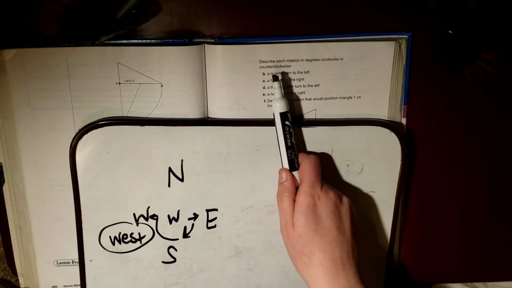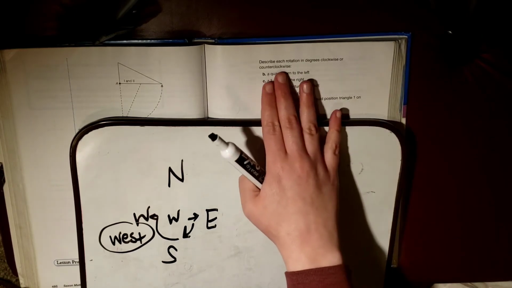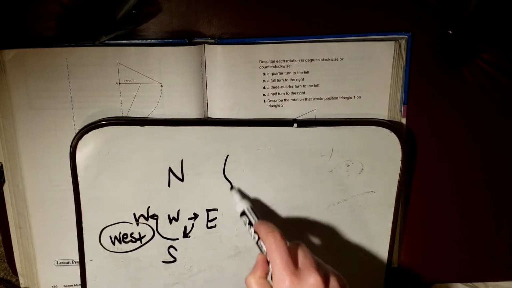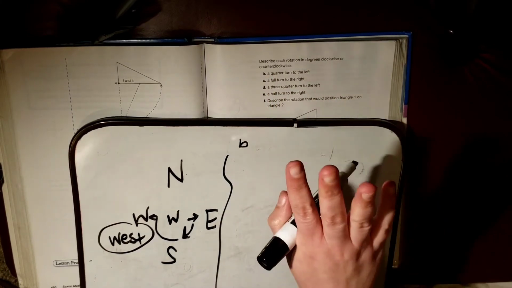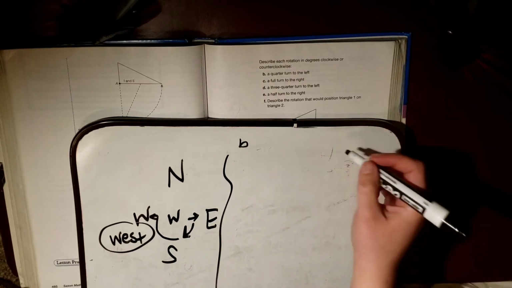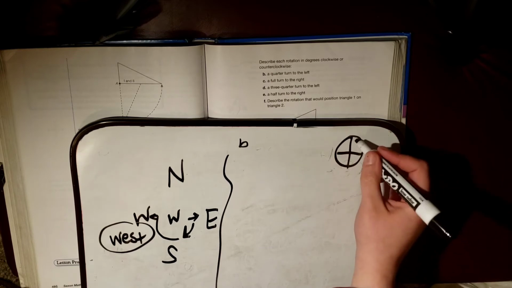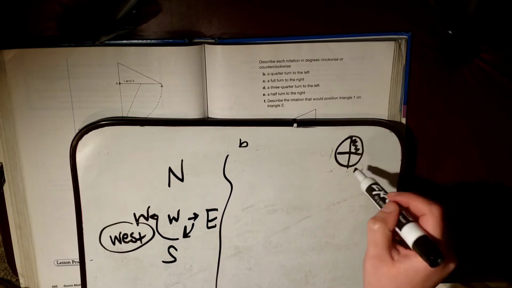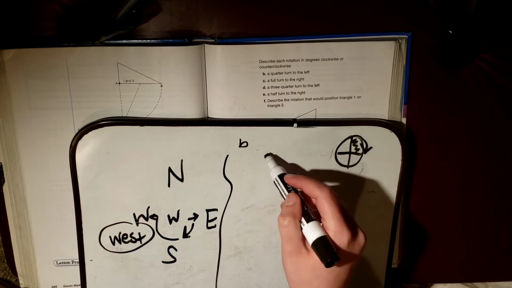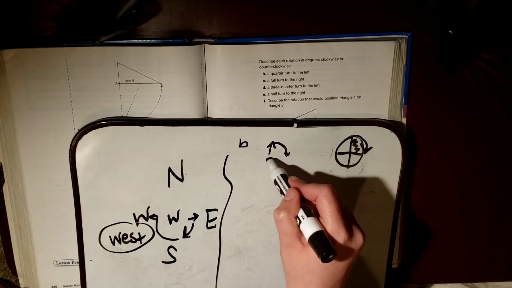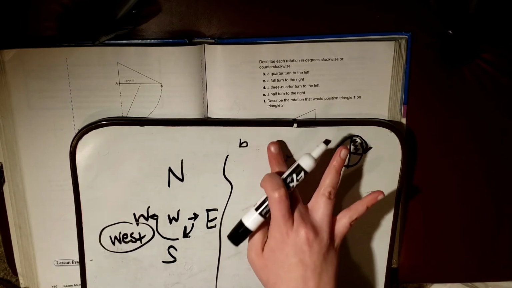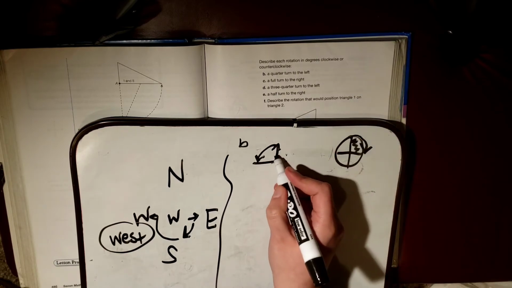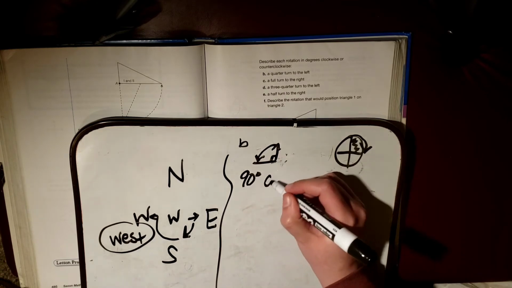Alright. And B, C, D, and E, and F I guess, all tell us to describe each rotation in degrees clockwise or counterclockwise. So B says a quarter turn to the left. So remember, if we think about it as circles, this is like a quarter because it's 1/4, just like we have quarter coins, it's 1/4. So if someone was facing this way and turned all the way this way, it says to the left, sorry. They're facing this way and turn all the way this way. They have turned 90 degrees counterclockwise.